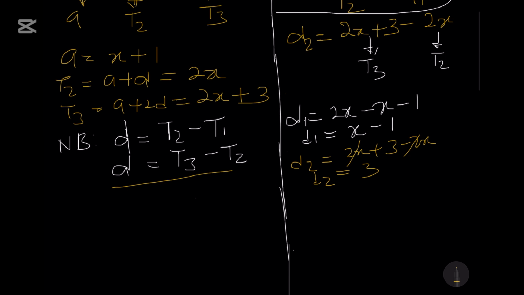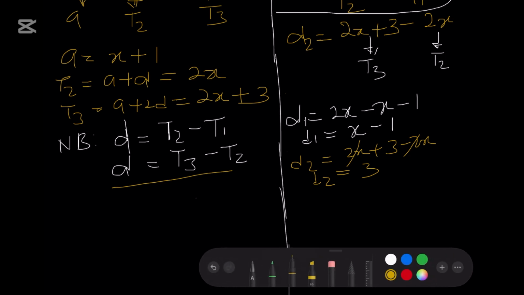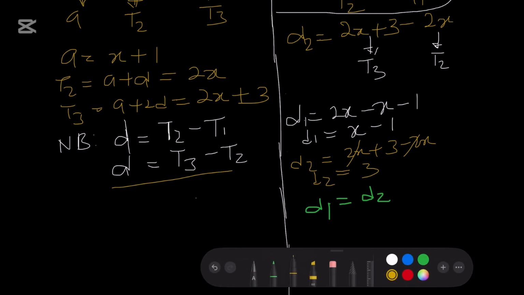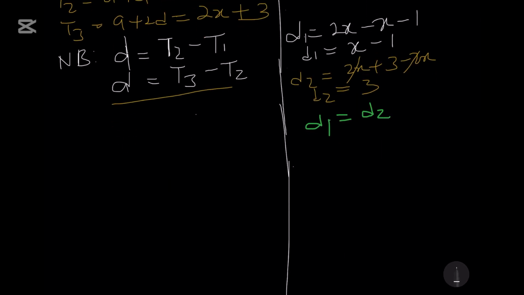Now comparing the two, we said the D remains constant all through. So D1 is also the same thing as D2. Our D1 is x minus 1, and we said it is equal to D2, which is 3.